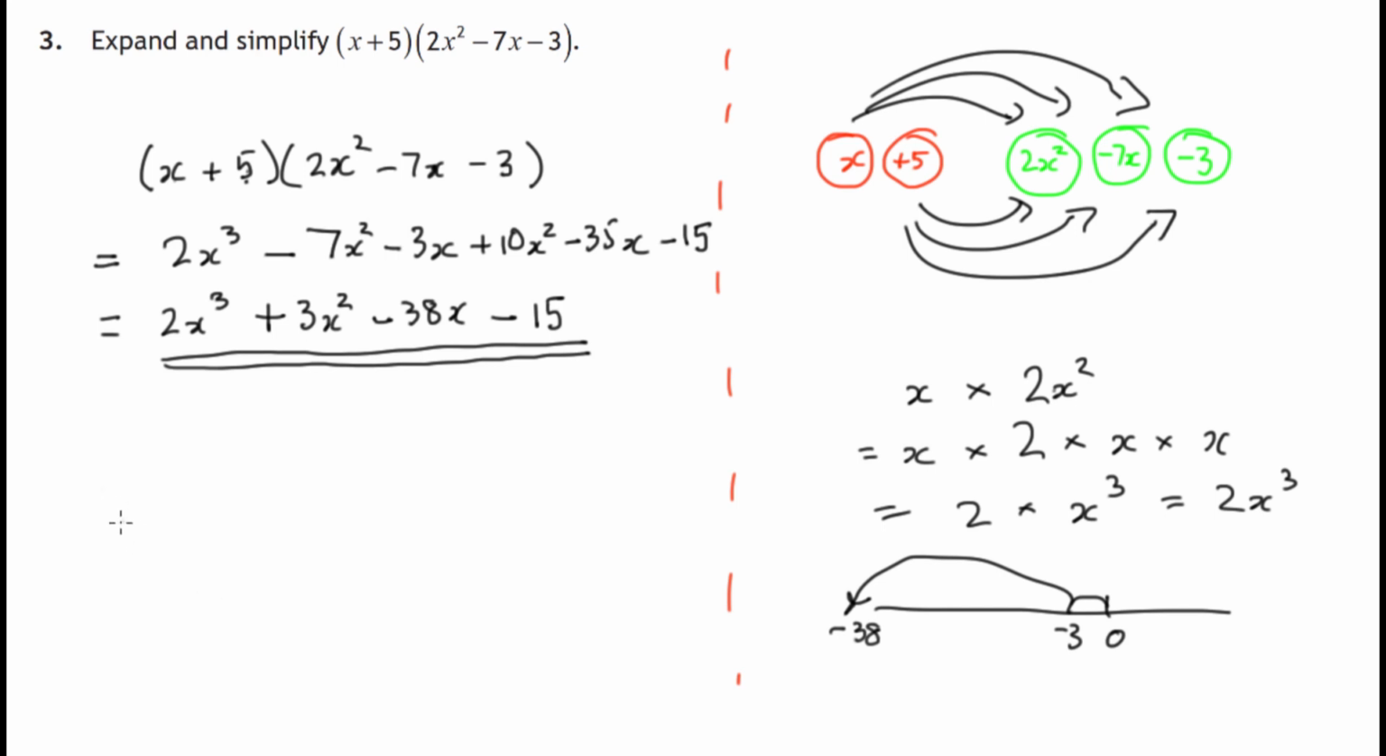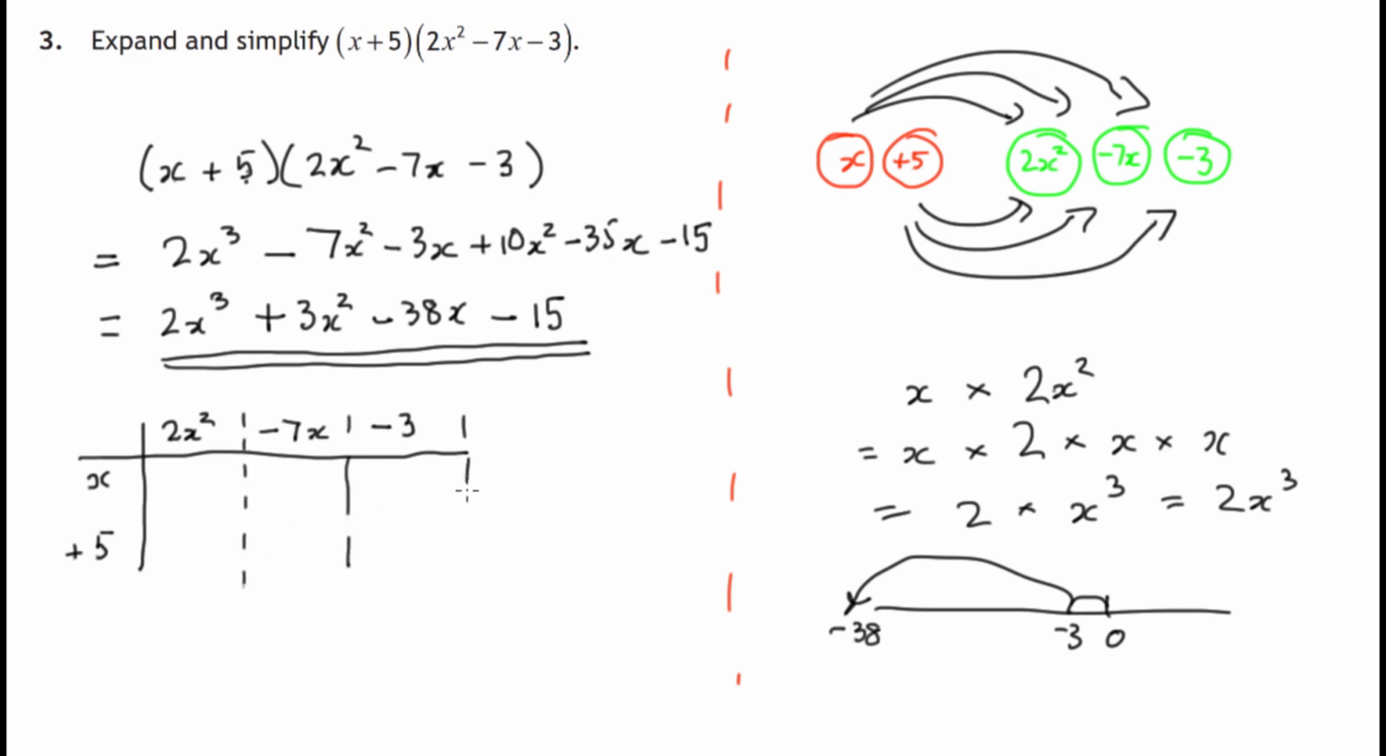That's not the only way of setting this out. Sometimes it's useful to set out a table showing the various terms. On the left-hand column, we've got the two terms of the first bracket, x and positive 5. Along the top of the table, we've got the three terms of the second bracket. And doing it this way, you can then see the various multiplications that are needing to be done.